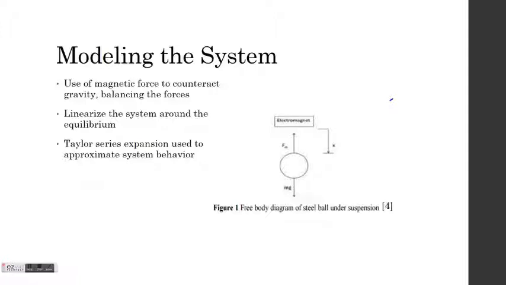In order to solve this control problem, we must first linearize the system along the equilibrium or at the operation points. In order to linearize the system, a first-order Taylor series expansion is used. This will also approximate the behavior of the system. A free body diagram of the system is shown in Figure 1.